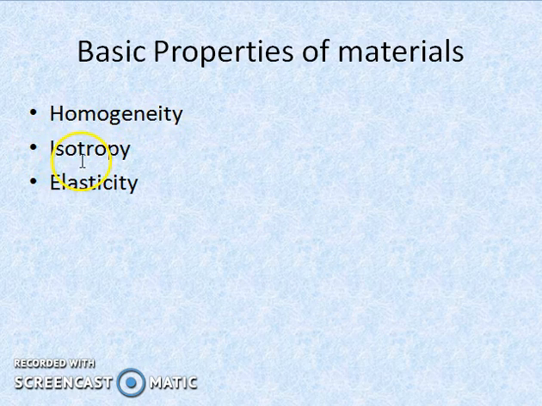Next, isotropic. It is another physical property, and if the physical property is the same throughout the material, then the condition is called isotropic. Elastic. If you consider any material subjected to loads, then the material will undergo deformation. If you remove that load, it will bring back the material to its original shape. This nature of the material is called elastic. So it should possess elastic property.